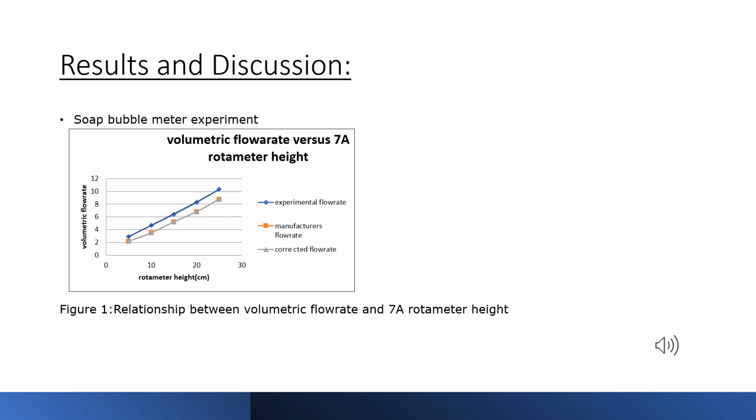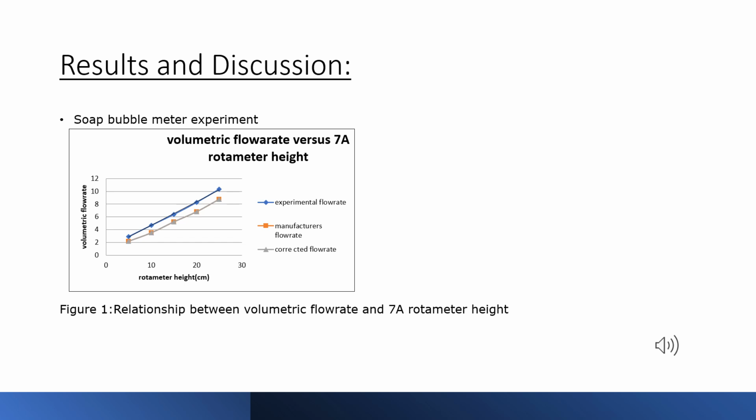Figure 1 illustrates the effect of rotameter height on volumetric flow rates of a gas using a soap bubble meter. The experimental flow rate was calculated by dividing the volume of the bubble by the time it took the bubble to travel through the desired height. Figure 1 shows that the volumetric flow rate is directly proportional to the rotameter height.